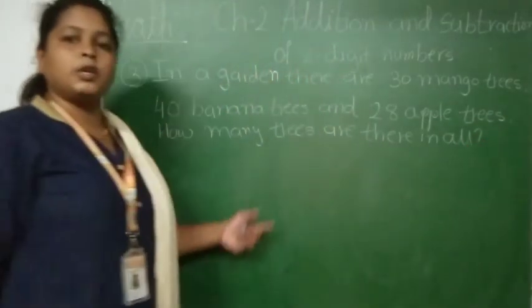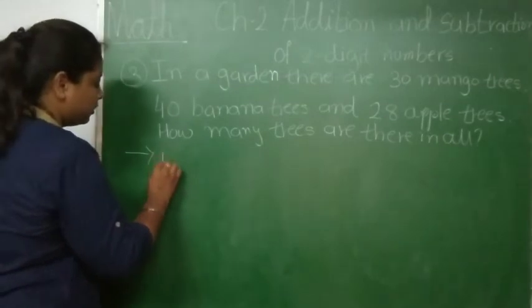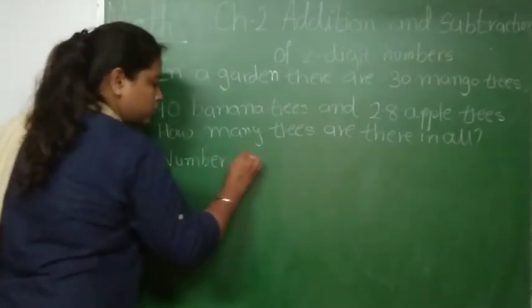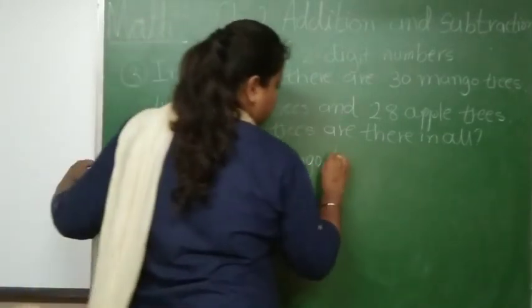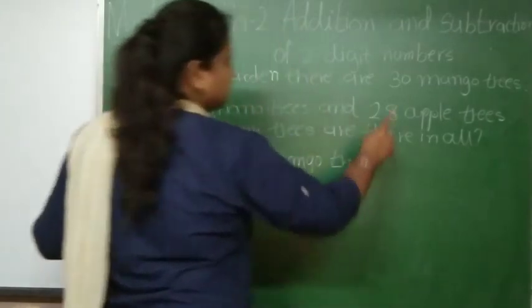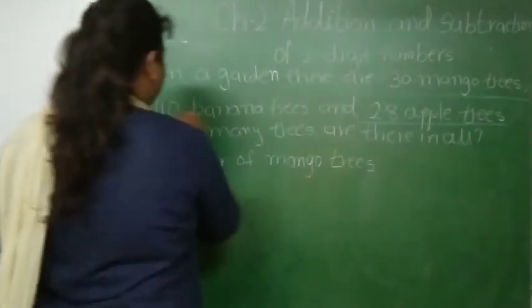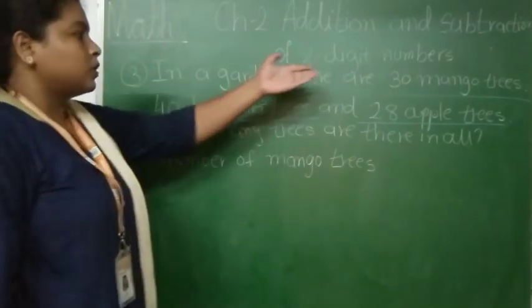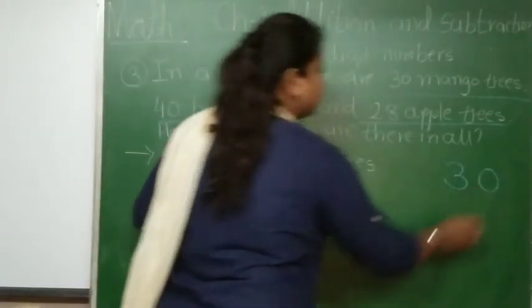What we have to do is see total how many trees are there. So for that we will write here number of mango trees. Number of mango trees, that is 30. We have not highlighted over here. We have to highlight these numbers, so that it will be easy to solve the sums. So 30 mango trees. So we will write 30 over here.